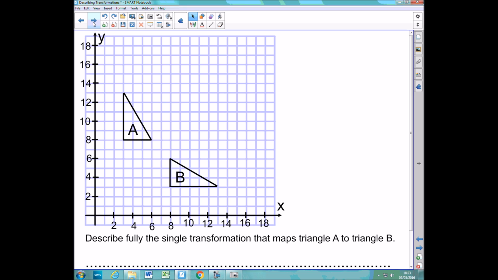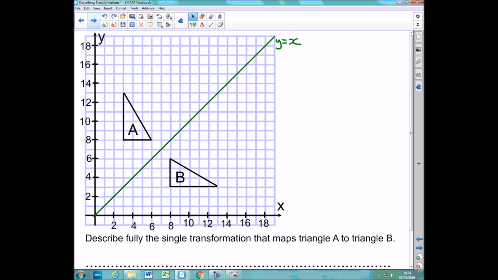Has it been flipped? Now this actually looks more like a rotation than a reflection, but unfortunately that's where people go wrong. This is actually a reflection. It's been flipped in a very special line. And this special line is a diagonal line going through the origin, like this. The name we give this line is the line y equals x.